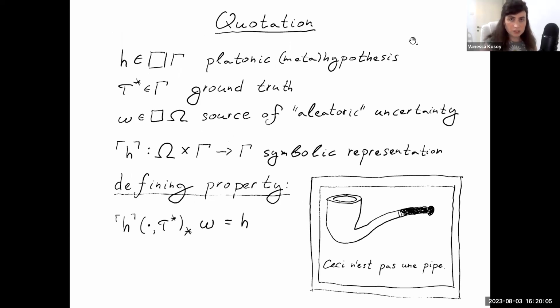Okay, so first of all, quoting. So some notions. What's quoting? Let H be a meta hypothesis, just an element of box Gamma. And let tau star, an element of Gamma, be the ground truth. So the actual true outputs of all the computations, which of course the agent doesn't know, and nobody knows, because it's uncomputable. And let omega small, an element of box Omega capital, be the source of aleatory uncertainty.